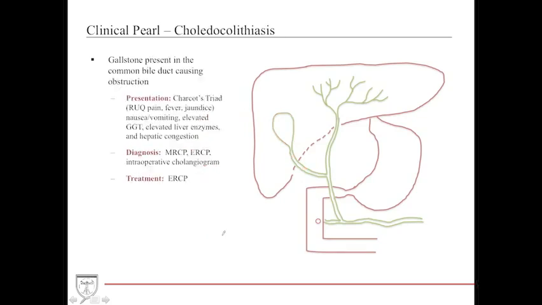Now we're going to discuss choledocholithiasis. This is when you have a stone that has passed through the gallbladder and the cystic duct, entered the biliary tree itself, and is now lodged somewhere in the common bile duct.